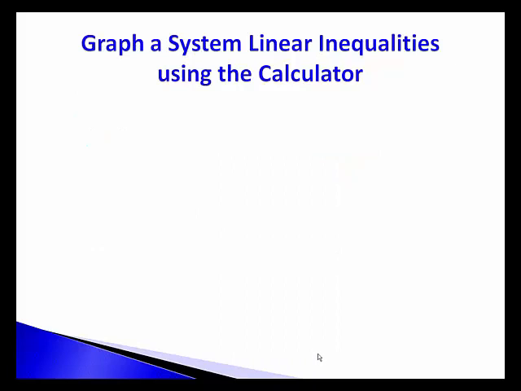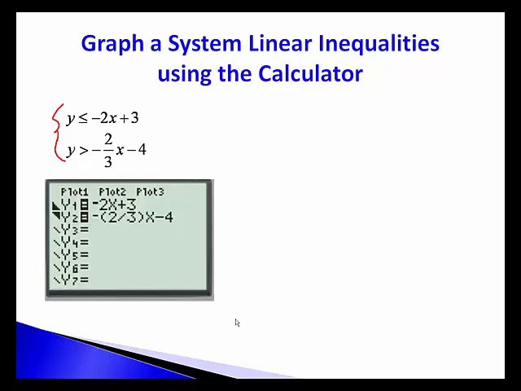Now let's look at graphing a system of linear inequalities, also using the calculator. If it's going to be a system, I need to give you two of them, so here is your system of inequalities. Go ahead and enter those in your calculator, the negative 2x plus 3 and the negative 2 divided by 3x minus 4. Also, go ahead and enter out in front your symbols for your less than and greater than. Notice that the top one has the triangle pointing down to the left, and the bottom one has the triangle pointing up and to the right.